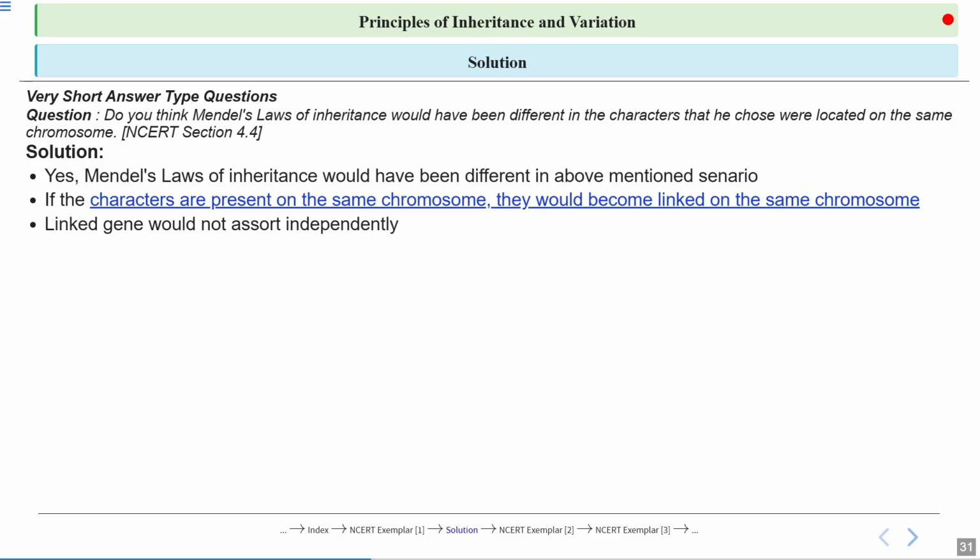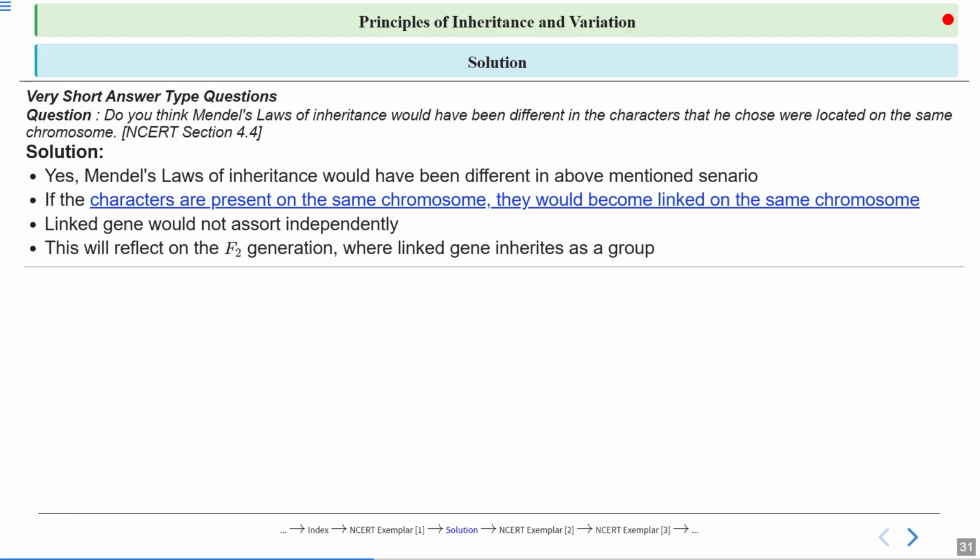Clear? So Morgan discovered linkage and he was conducting experiments on Drosophila. He conducted dihybrid crosses in Drosophila. And what did he observe? He didn't observe the expected 9:3:3:1 ratio. So he concluded that the genes are linked together. That's why he was not getting this ratio.